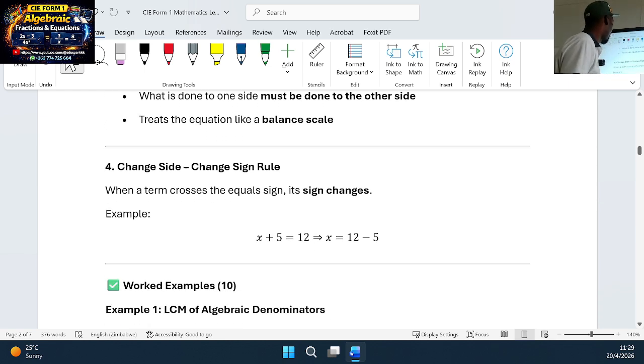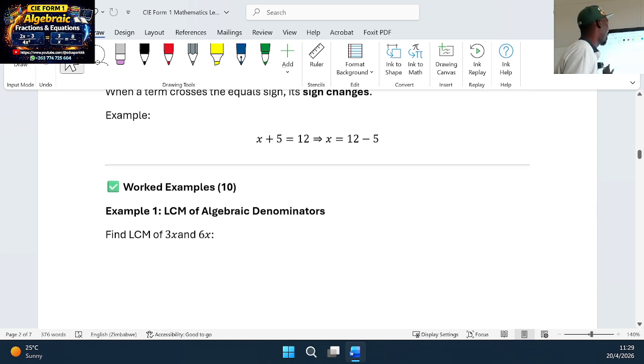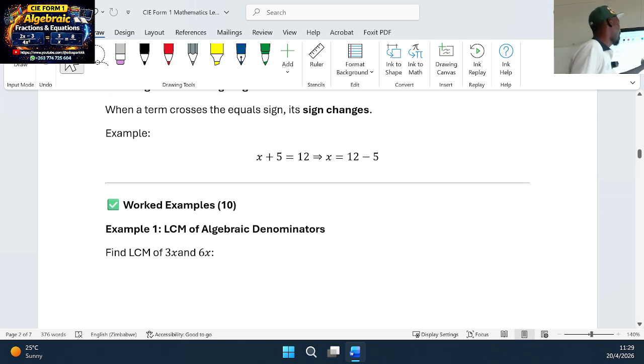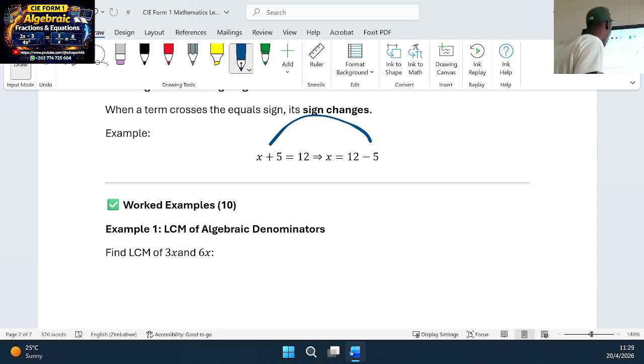Then when we talk about the change sign rule, when a term crosses the equal sign, its sign changes as well. We can see here we've got an equation x plus 5 equal to 12. We want the 5 to unite with the 12, so it's going to cross the equal sign. Because it was initially positive, when it crosses, it changes its sign from positive to negative. So that is the change sign rule method.